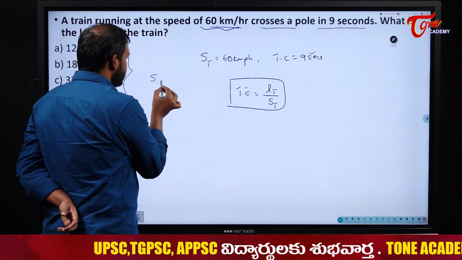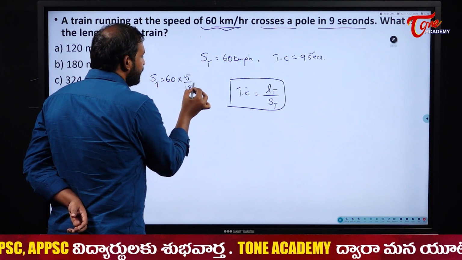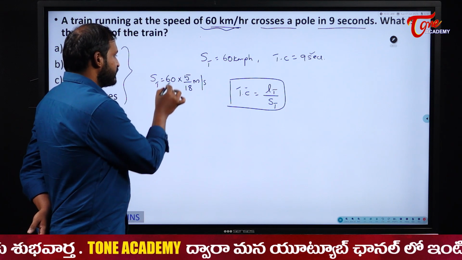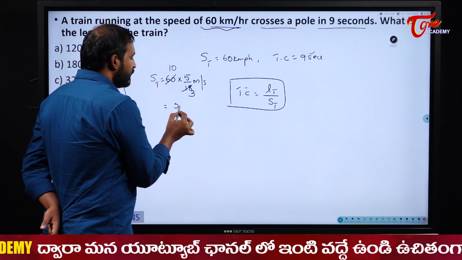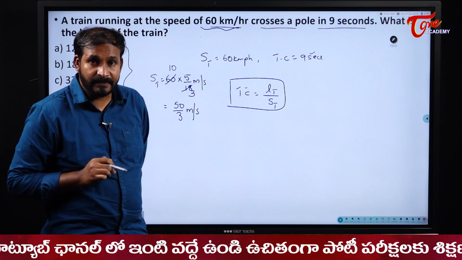So speed of the train is equal to 60 into 5 by 18 meters per second. 6 tens are, 6 threes are. So this will become what? 50 by 3 meters per second.